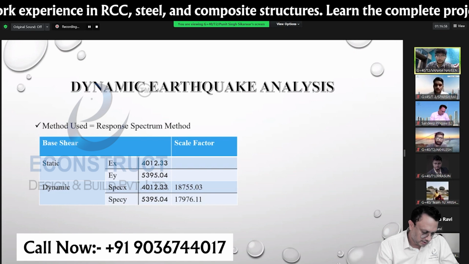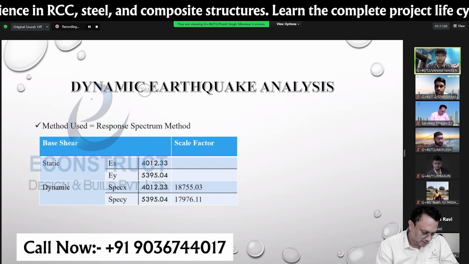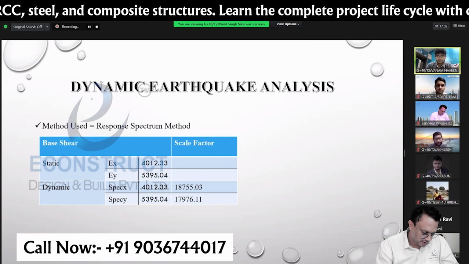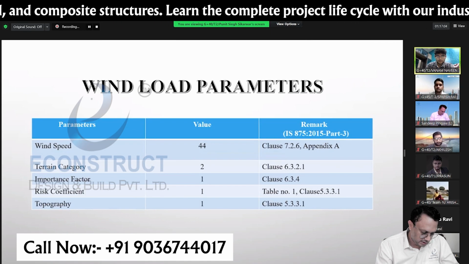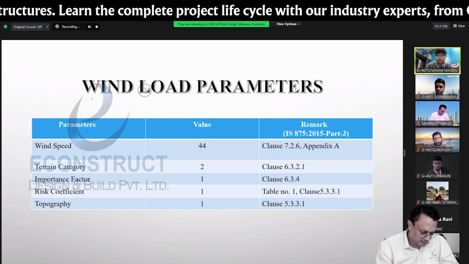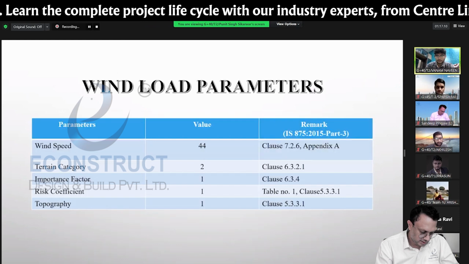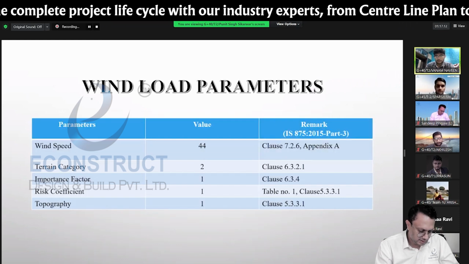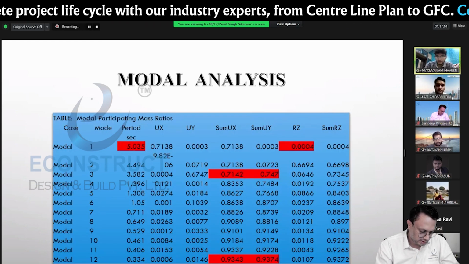Dynamic earthquake analysis is scaled as per static. Next. Wind load parameters, for analyzing wind loads. These are the wind load parameters. And next, Sparsh will carry on.